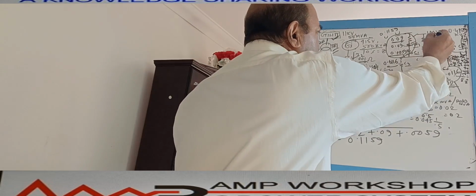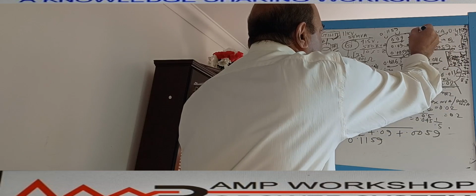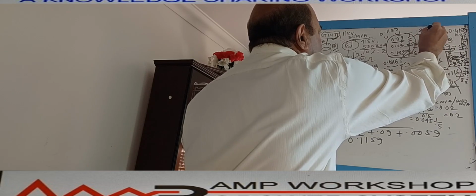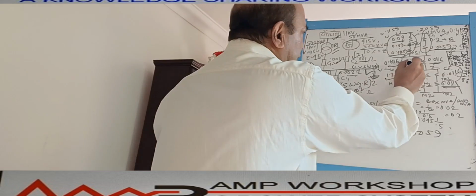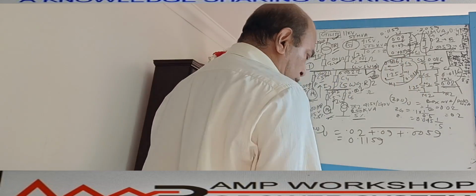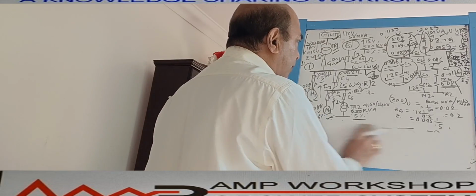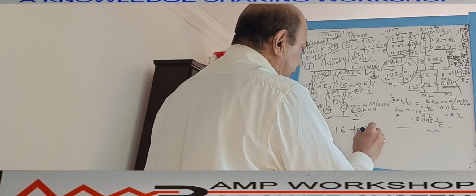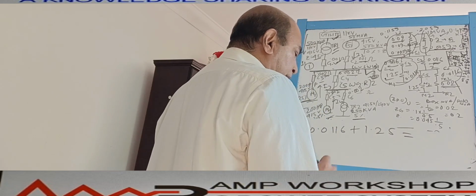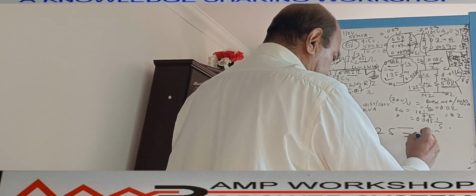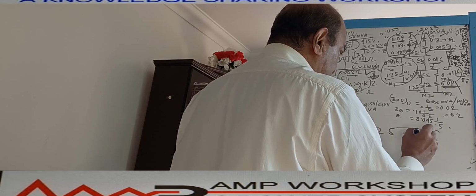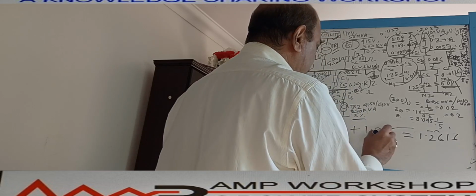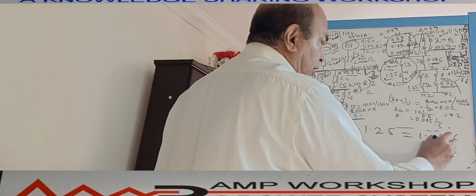Similarly, for this generator, these two sum to 0.2059, right? Now, how much is coming for this motor path? It is the sum of these two: 0.0116 plus 1.25. If you calculate this, it is 1.2616. That is the impedance for this path.